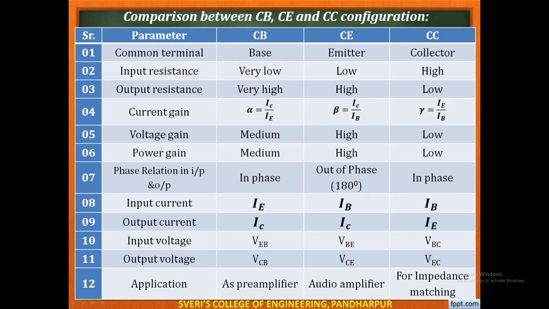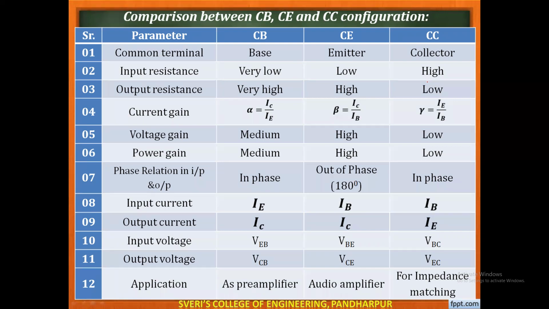Now we will compare the second and third points together. Okay. For common base, input resistance is very low, output resistance is very high. For common emitter, input resistance is low, output resistance is high. And for common collector, exactly reverse, high and low. And from that, a total of 6 MCQs are formed. Please check it.